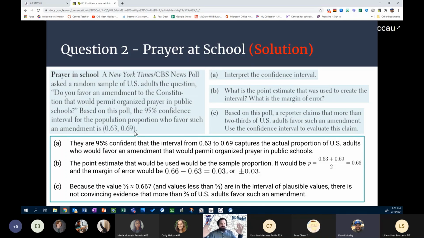Essentially, think of it as like a number line. We have 0.63 to 0.69. The middle is the point estimate, because we have to have symmetry to either side, the same plus or minus to each side of that. And so to calculate it mathematically, we can use the midpoint formula, if you remember from algebra or from graphing lines. We take the 2 endpoints, add them, and divide by 2, and it gives us the value in the middle.